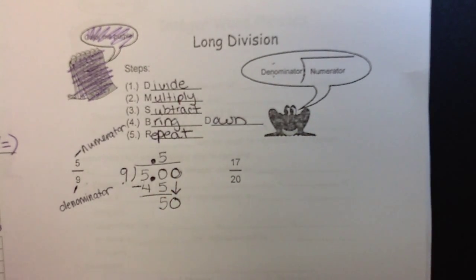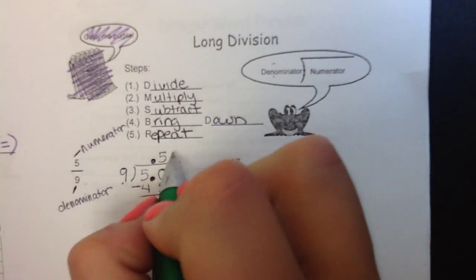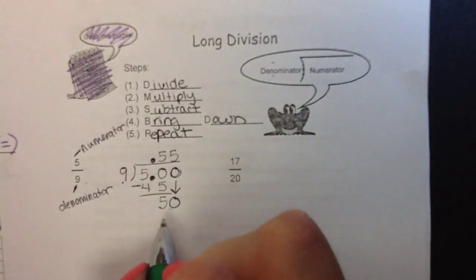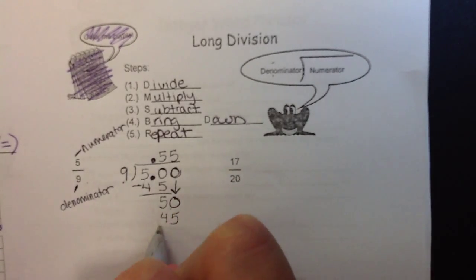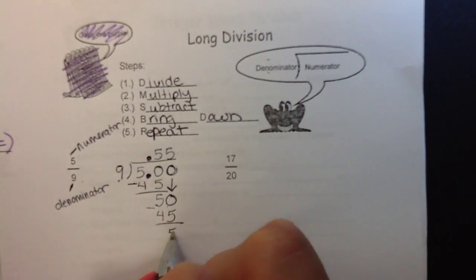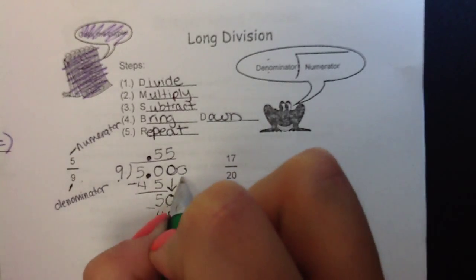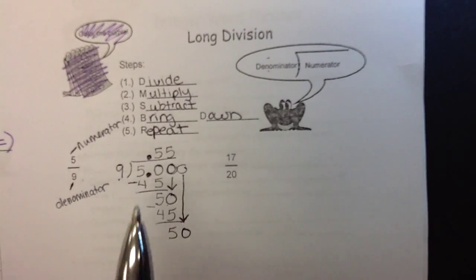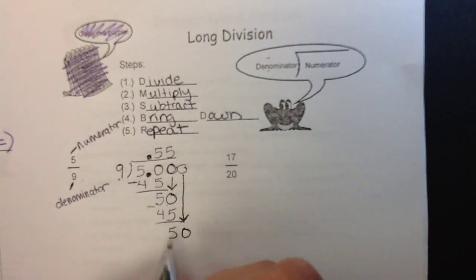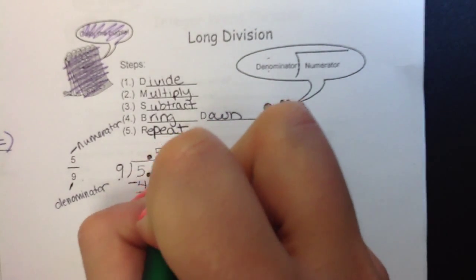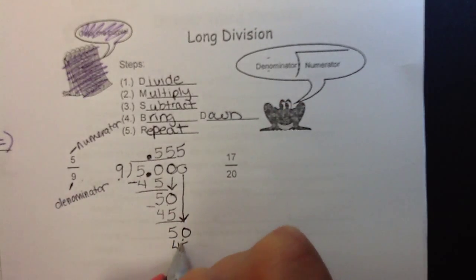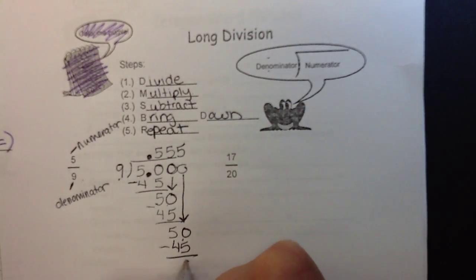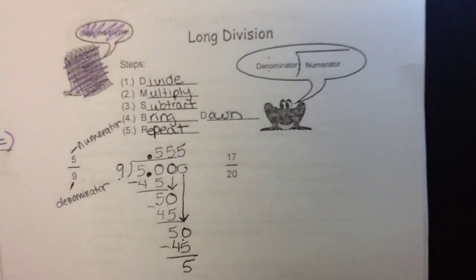And then we repeat. How many 9s in 50? Well, we said about 5. 5 times 9 is 45. Subtract is 5. And then bring down. You guys might start seeing a pattern here. How many 9s in 50? It's 5. 5 times 9 is 45. We subtract and we get 5. So this one is just going to go on and on and on forever.